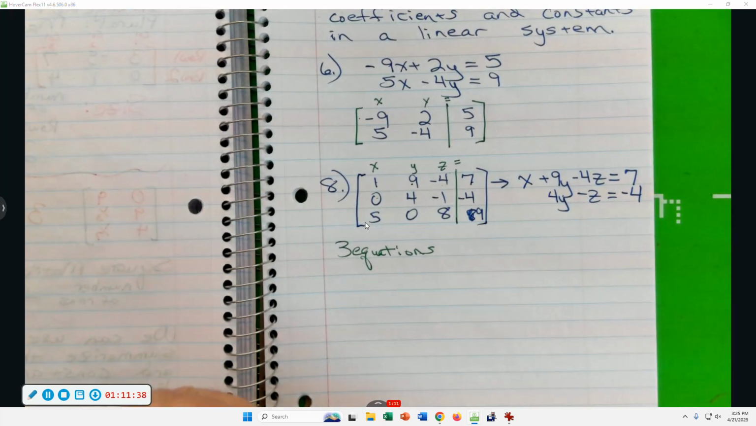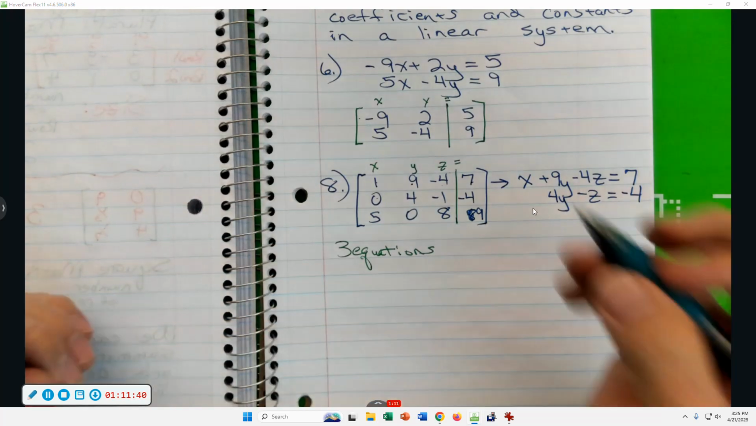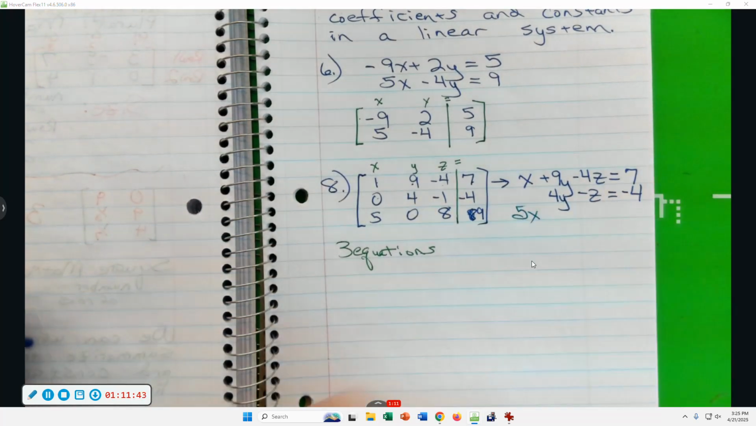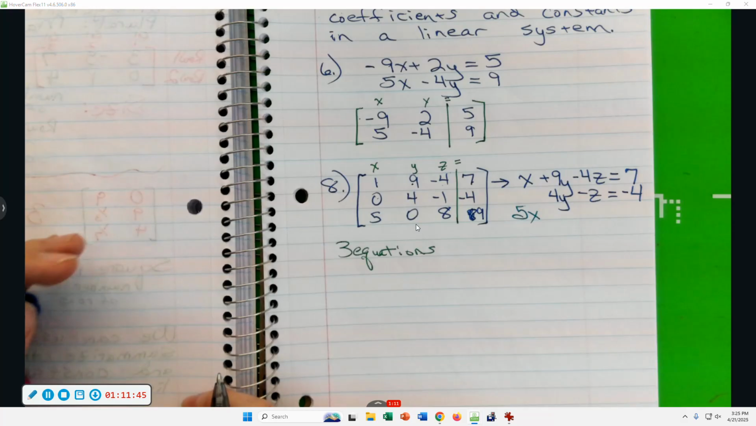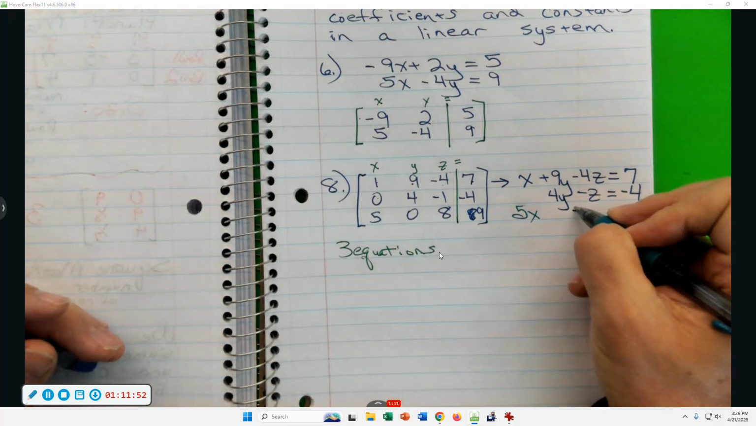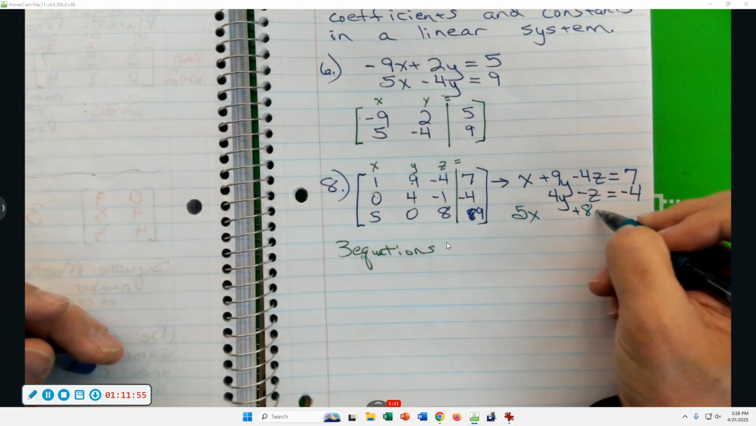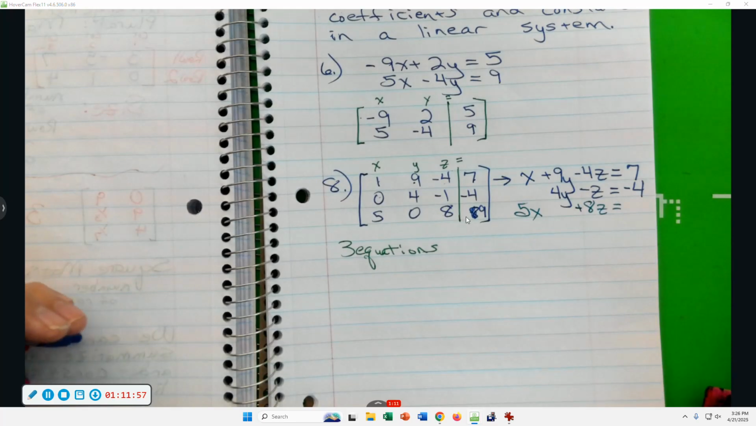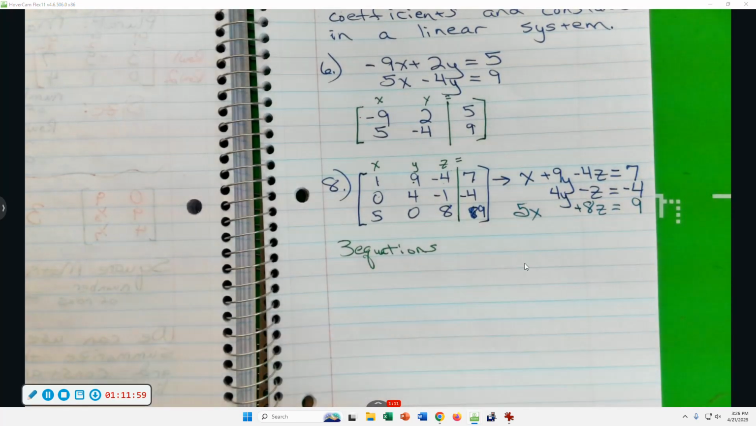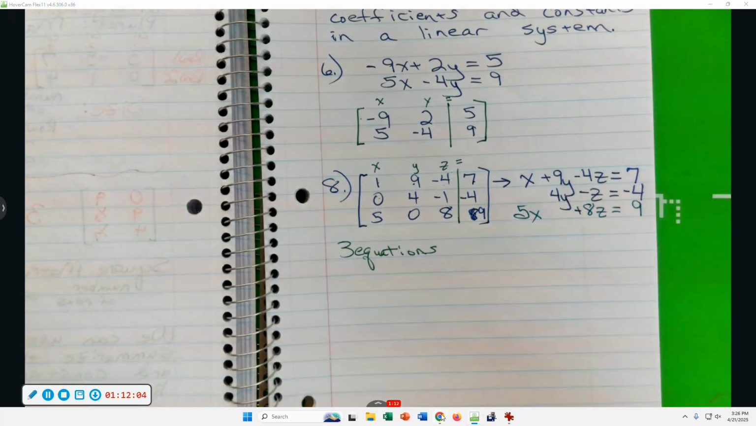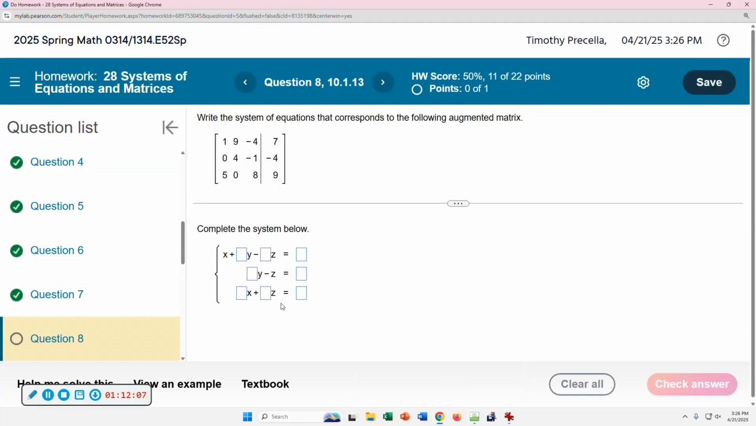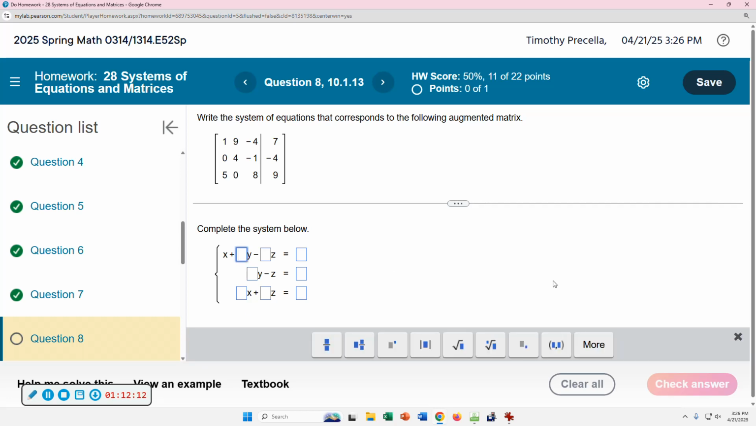Y'all call out the third equation. 5x. No y, so we have 5x plus 8z. That's a positive 8, so it's a plus 8z equals 9. Notice how I wrote the like terms lined up. Are they going to do that over here? You see, no, they don't. I don't like that. Okay, so this is a 9.